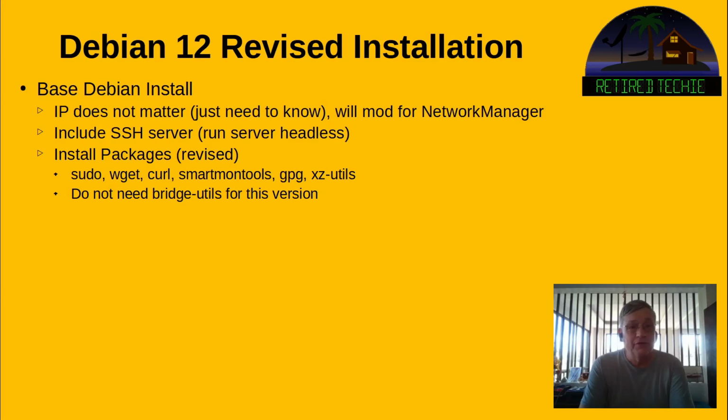We're going to include the SSH server. We're going to install the packages sudo, wget, curl, smartmontools, gpg, and xz-utils, although we could probably get away without wget or curl. We need one of them, and we're not going to do the bridge utilities like we did last version because we don't need them. We're also going to add the Debian backport repositories. We'll cover that a little more later.